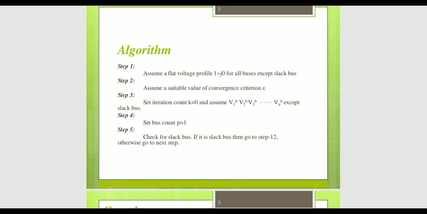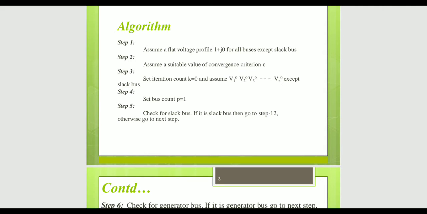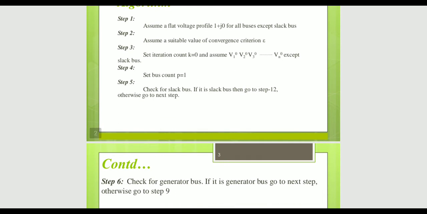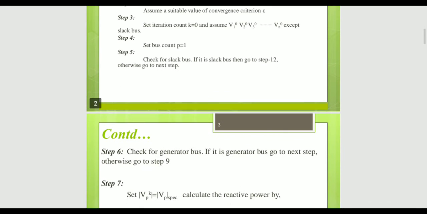Coming to the second step, you need to assume a suitable value of a convergence criterion, that is the value of sigma. In the next step, you need to set the iteration value, that is k, as 0. In step 4, you need to take the value of the bus count. If the number of buses is 2, you consider it as 2. If the number of buses is 1, you consider it as 1. In the fifth step, you check for the slack bus. If the slack bus is okay, then you move to step 12, or else you come back to the previous procedure.